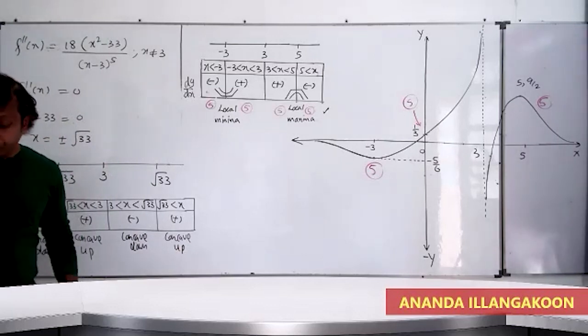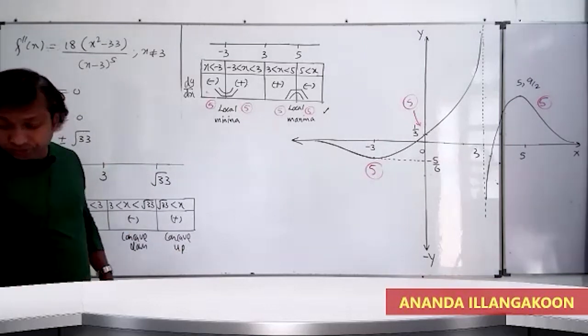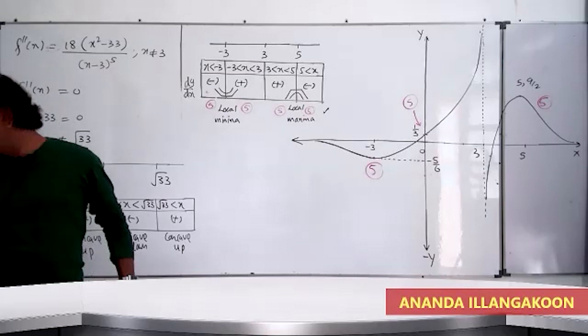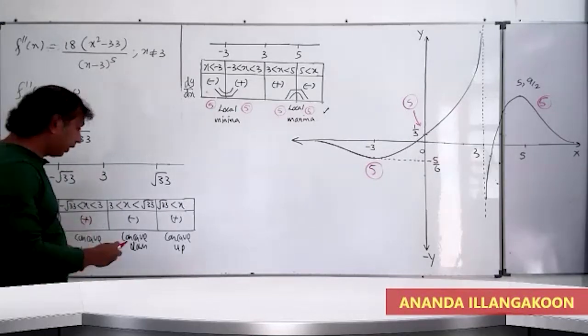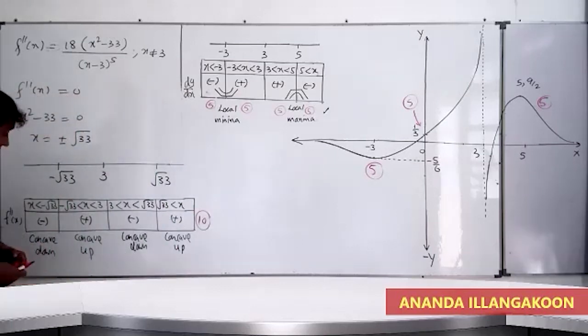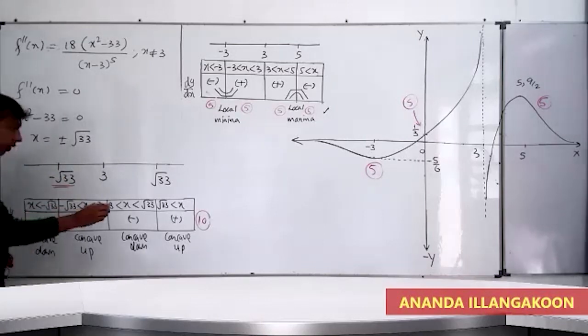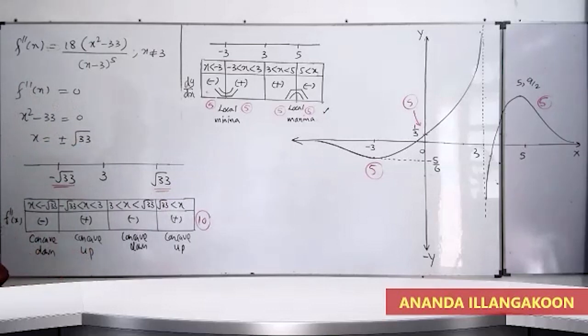Right, so now, for this table, 10 marks given. For the table, 10 marks. Now only we can say, where? At this minus square root 33 and plus square root 33, there are points of inflection.